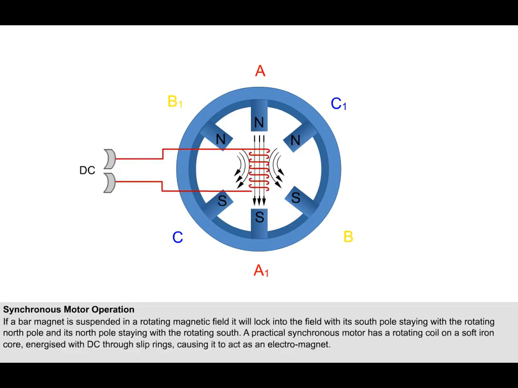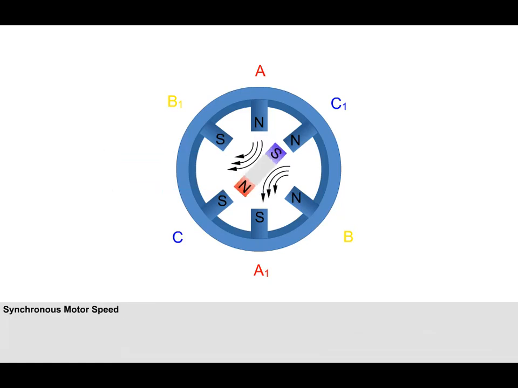A practical synchronous motor, rather than using a bar magnet, has a rotating coil on a soft iron core, energized with DC through slip rings, causing it to act as an electromagnet. In the same way as the bar magnet did, it lines up with the field created by the stator, and if the field turns, the rotor turns with it. The speed of rotation of a synchronous motor depends upon the frequency of the supply and the number of poles. Since in most cases the supply frequency is constant, then so is the motor speed.